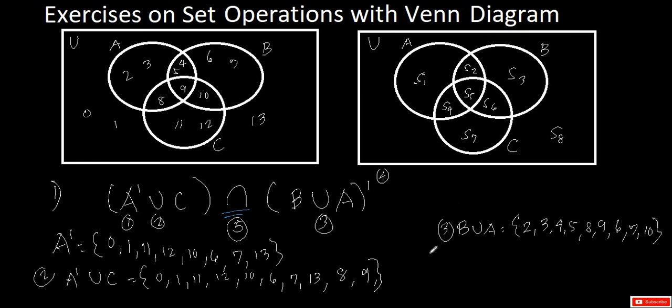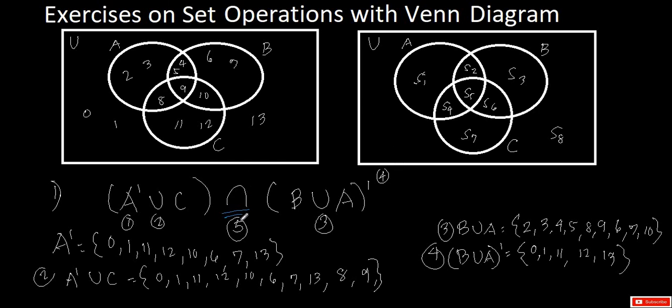Then step 4, we're going to take the complement now of B union A. So all elements in the universal set which are not elements of B union A. Look at the Venn diagram. We cannot see 0 in B union A, so 0 is an element. What about 1? Yes, we have 1. Then 11, then 12, and 13. Okay, so we are done with step 4.